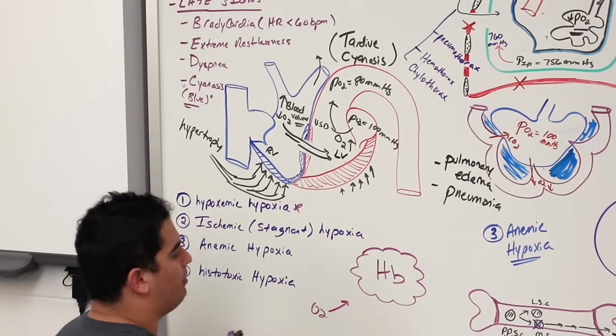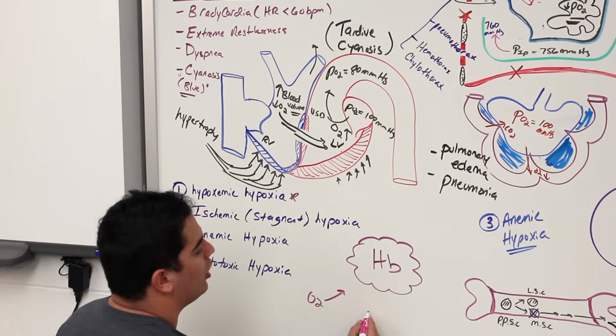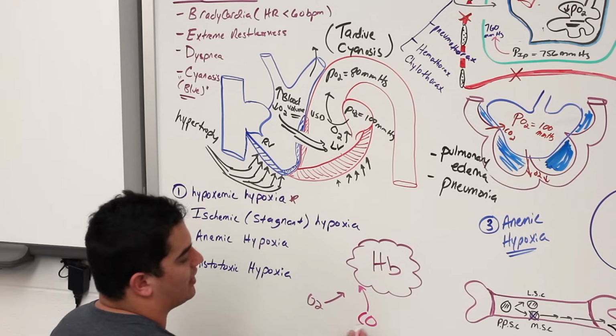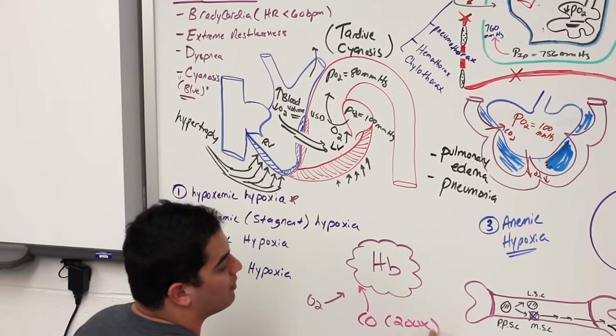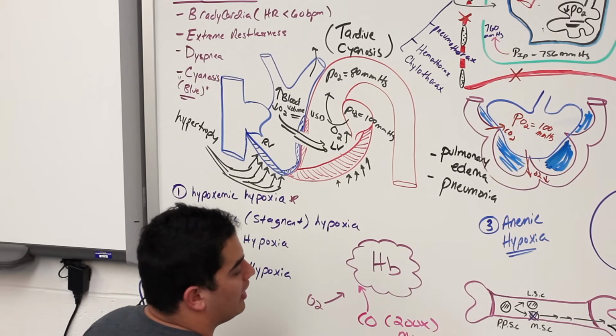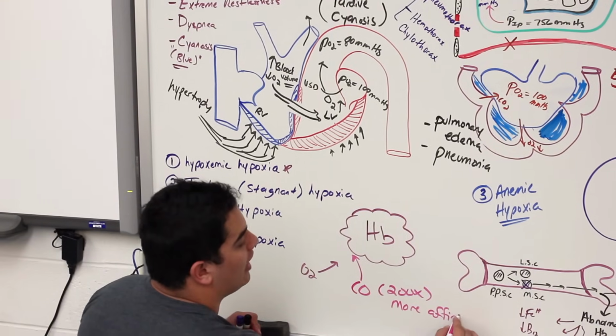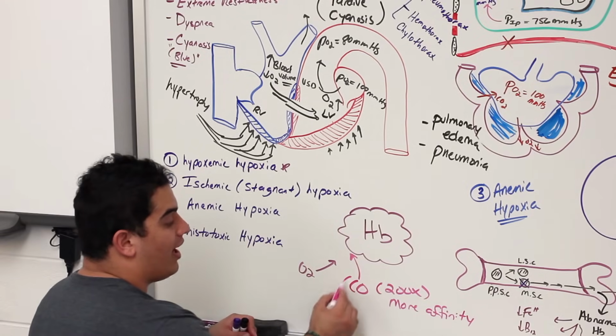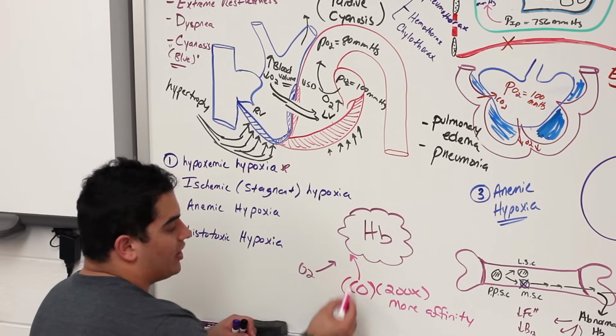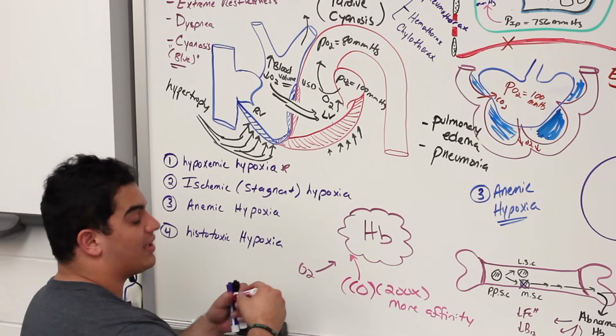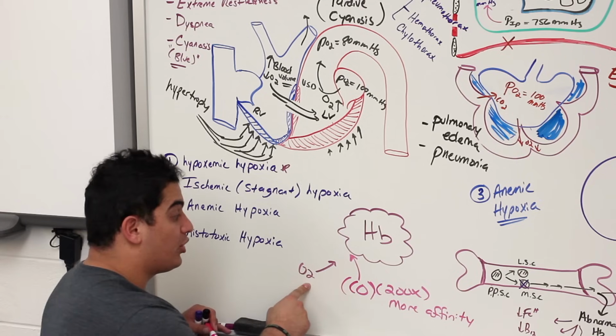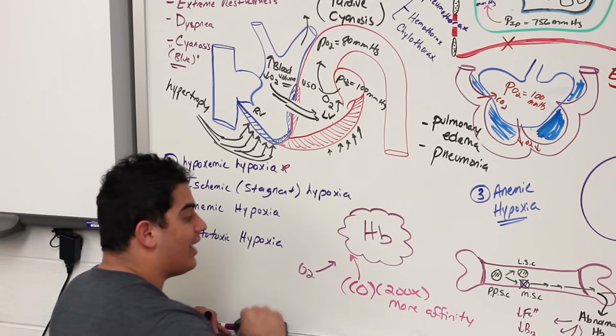What happens is, in people who have carbon monoxide poisoning, carbon monoxide actually binds to that site because it has 200 times more affinity than the oxygen. And if that's the case, then if you have carbon monoxide poisoning, it doesn't matter how much oxygen you have. It's actually going to be specifically blocking that oxygen.